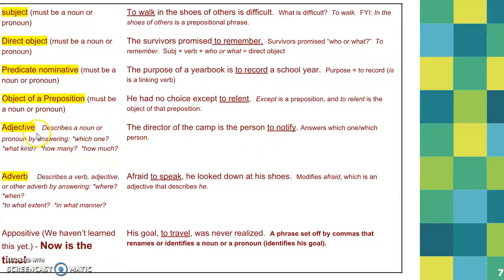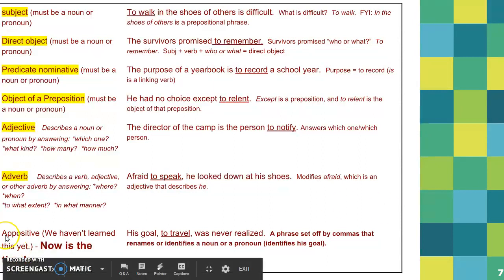Then we have an adjective describing a noun. So the director of the camp is the person to notify, just describing the person. We have an adverb. Remember, adverbs can describe a verb, an adjective, or another adverb by answering where or when, to what extent, in what manner. Afraid to speak. So afraid is describing he. So that makes afraid an adjective because it's describing a noun. To speak is what's describing afraid. So that makes it an adverb.